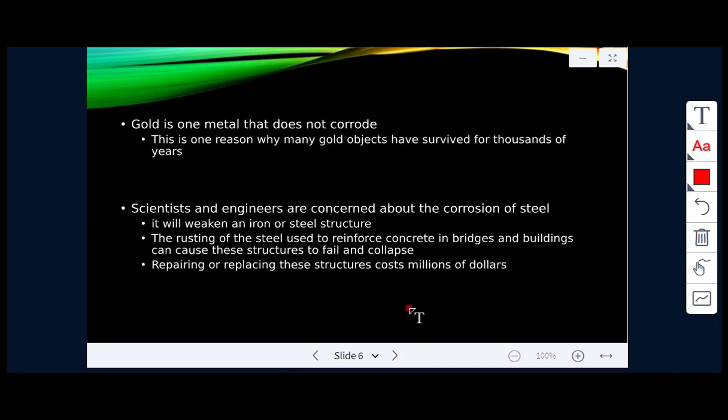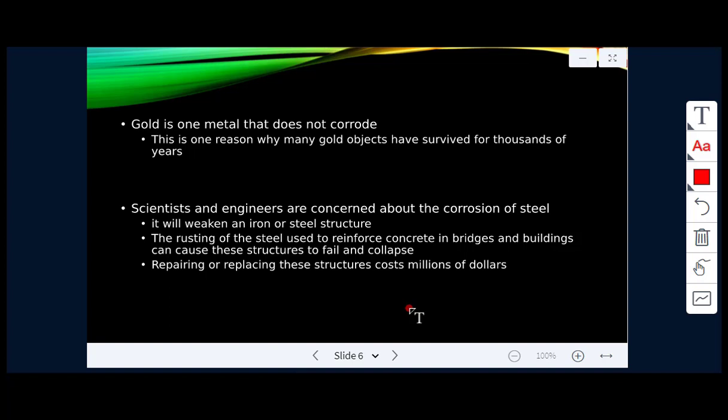Gold is a metal that doesn't corrode, and that could be one reason why many gold objects, like jewelry and other tools, have survived for thousands of years. But now, because of the corrosion of steel and iron, scientists and engineers are very concerned because it's going to weaken structures that are made of iron or steel.